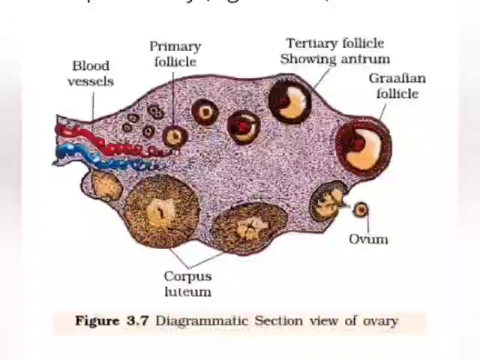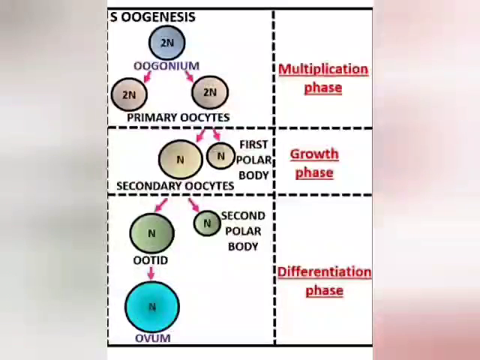So you can see this is a diagram of your NCERT book. This is a very important diagram. You can see the developmental stages of primary follicle, which is ultimately converting into tertiary follicle, then Graafian follicle, and showing the ovulation process, releasing the ovum.